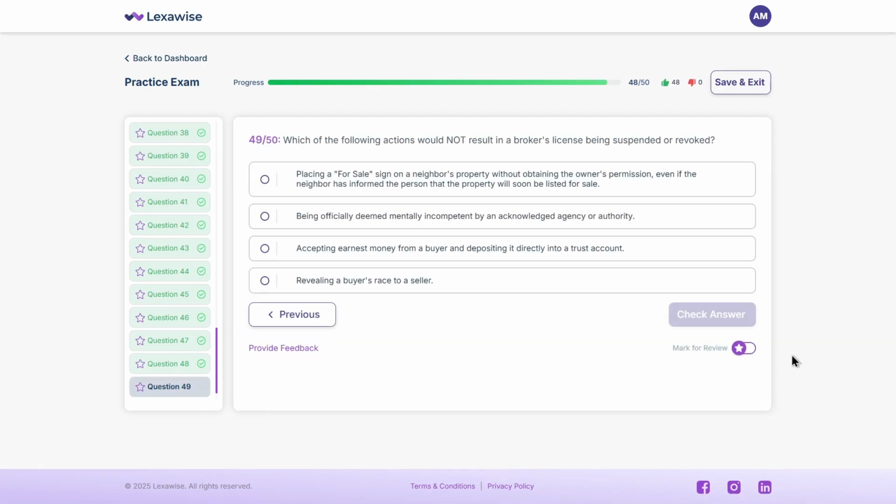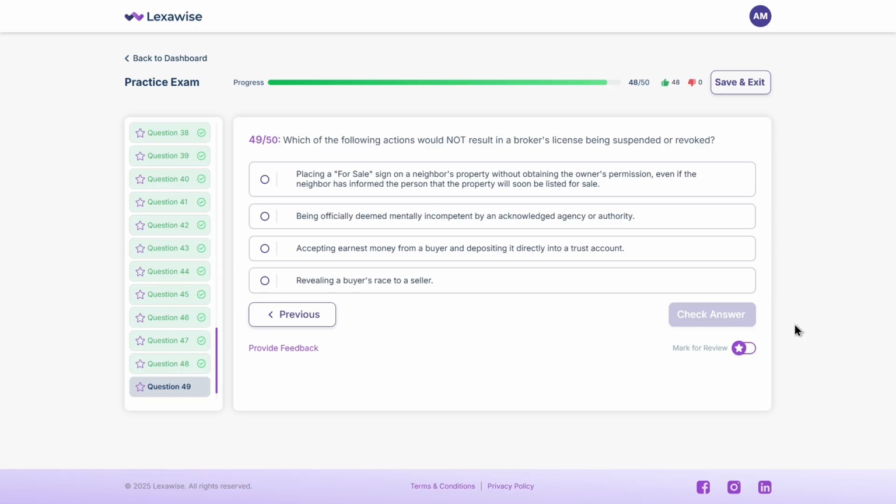Which of the following actions would not result in a broker's license being suspended or revoked? A. Placing a for sale sign on a neighbor's property without obtaining the owner's permission, even if the neighbor has informed the person that the property will soon be listed for sale. B. Being officially deemed mentally incompetent by an acknowledged agency or authority. C. Accepting earnest money from a buyer and depositing it directly into a trust account. D. Revealing a buyer's race to a seller. Think it through.